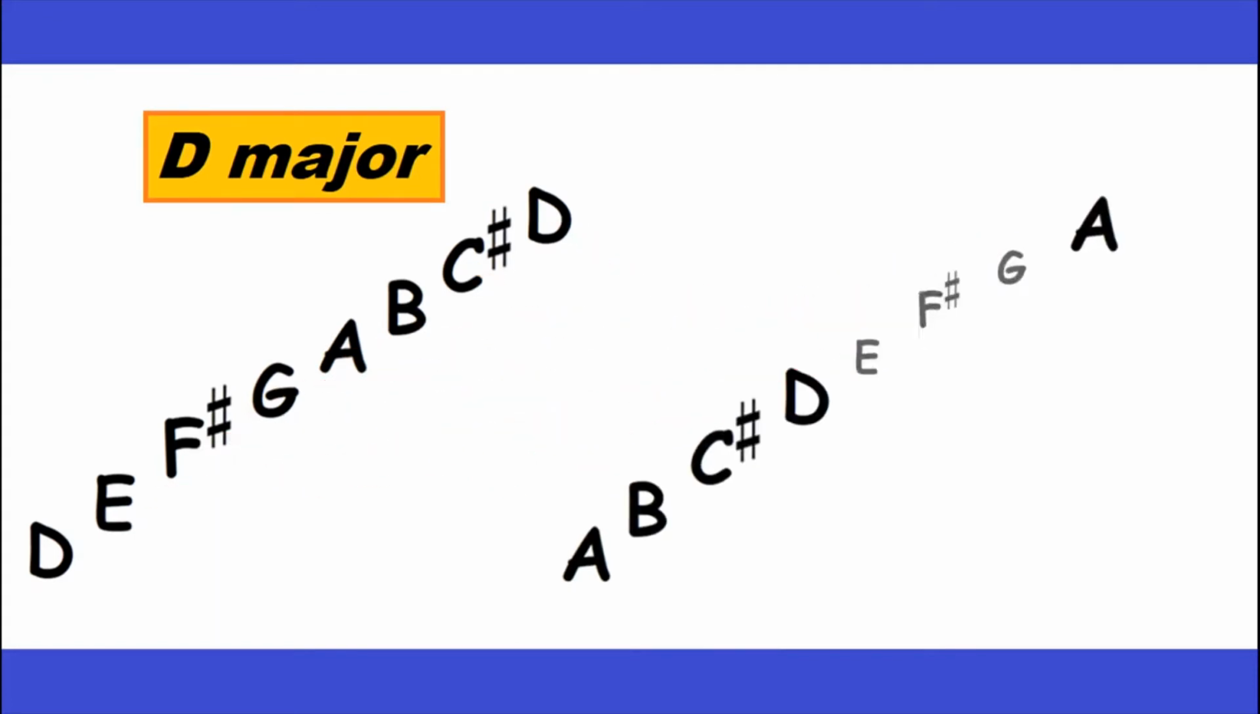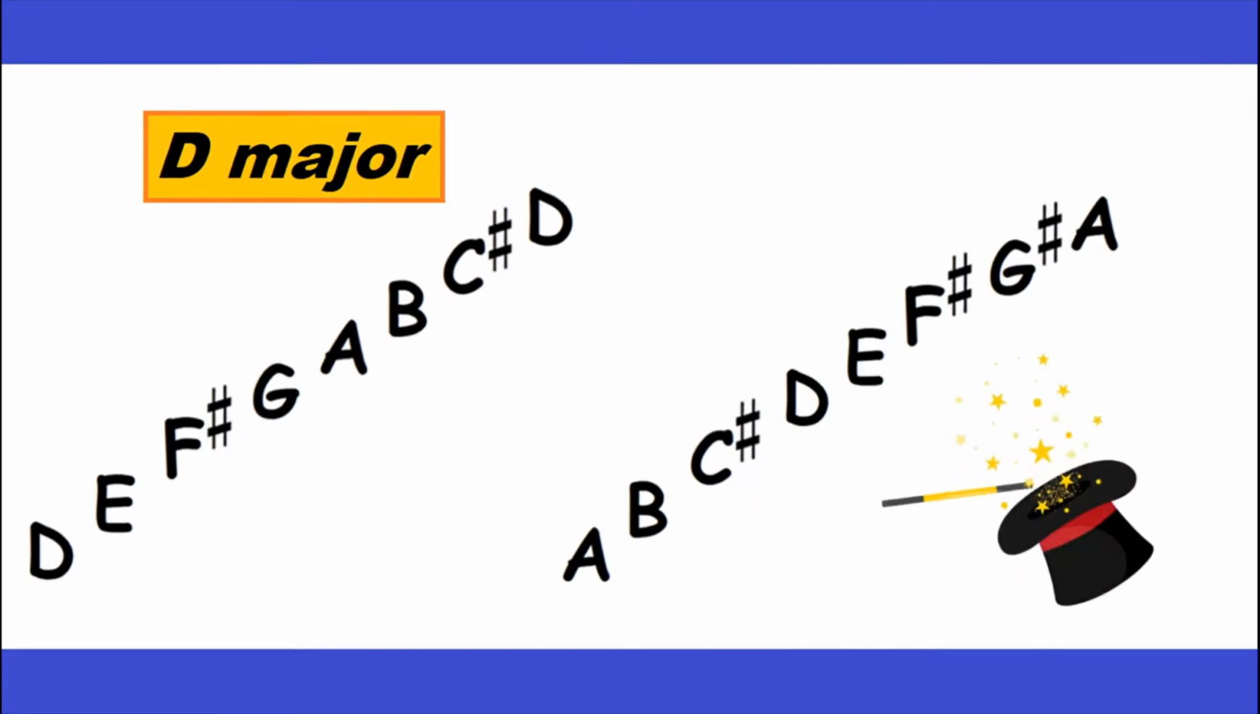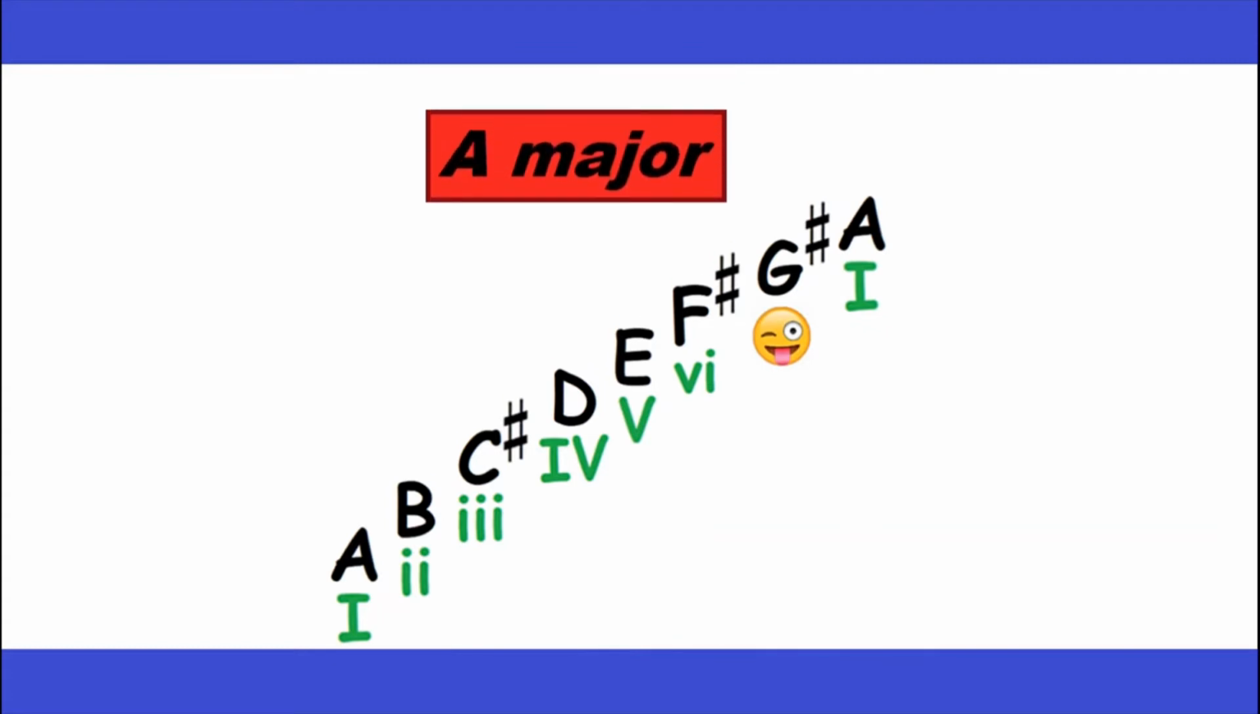As before, we make A our first and last note, include all the notes from D major, including F sharp and C sharp, locate the 7th note and raise it, and like magic, we have an A major scale. And remembering our musical rules, we insert the Roman numerals, and look what we have.